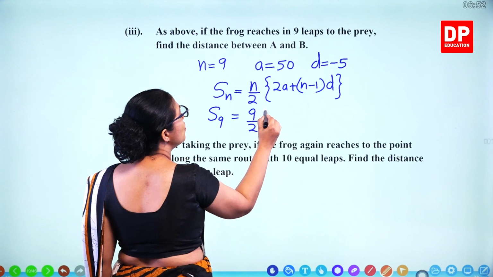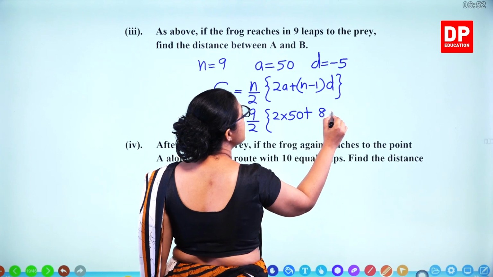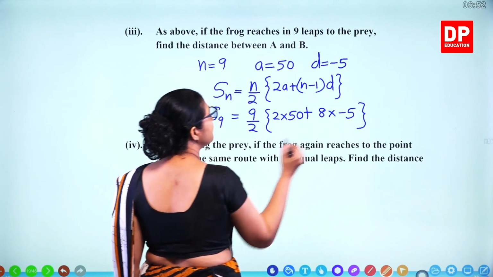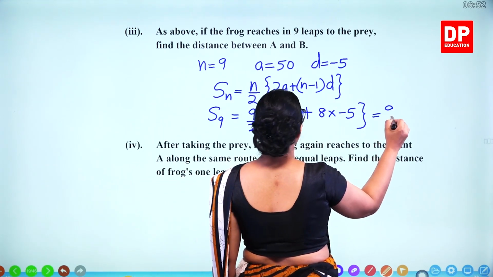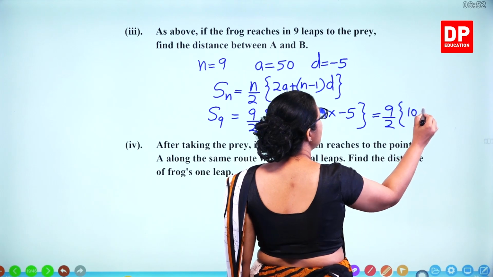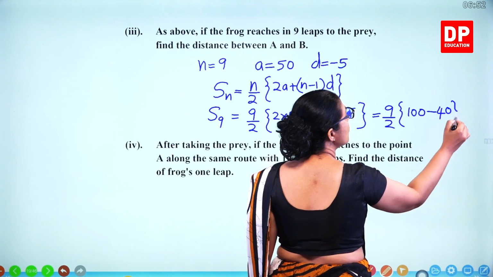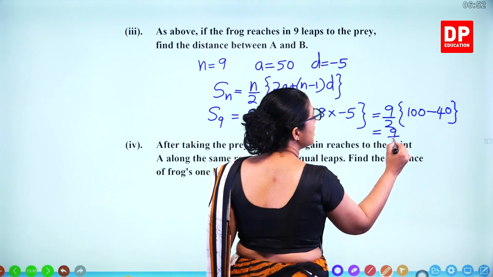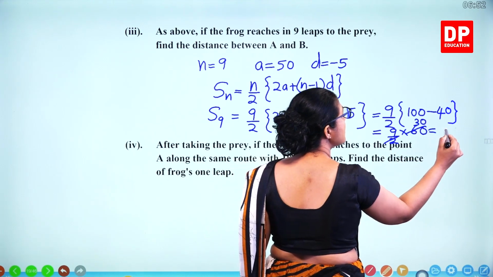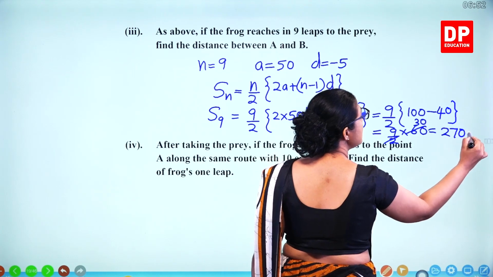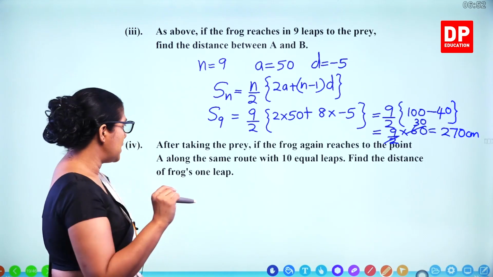9 divided by 2, times 2 times 50, plus 9 minus 1, 8, into minus 5. So you get 2 times 50, 100. First, 9 over 2. 100 minus 8 times 5, 40. So you get 100 minus 40, 60. 2 times 30, 60. 30 times 9, 270 is the answer. That means the total distance is 270 centimeters.